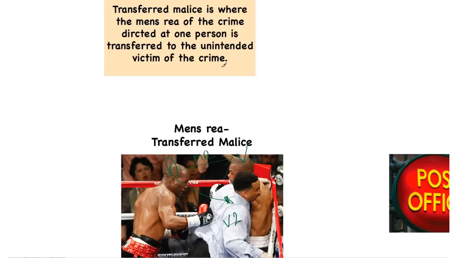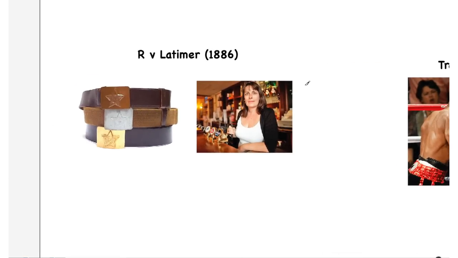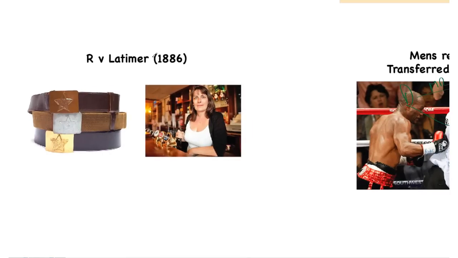And we do that using 2 old cases and 1 new one. So we'll start off with R v Latimer. And R v Latimer is an 1886 case. The defendant, in this case a soldier, it's always a soldier for some reason, has an argument with another man in a pub, and it also always seems to happen in a pub. He took off his belt, swung it at the intended victim, the man he had the argument with. It missed and wounded the landlady.